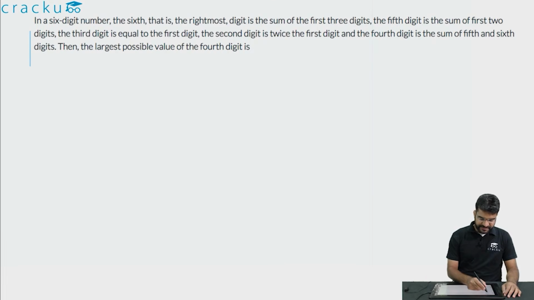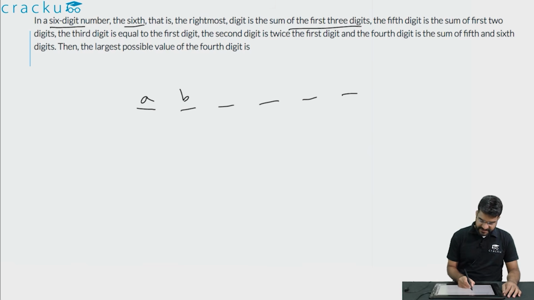In this question, it is given that there is a 6-digit number in which the 6th digit is the sum of the first 3 digits. So let us put in 6 blanks first. Let the first 3 digits be a, b and c. So the 6th digit will be a plus b plus c. The 5th digit is the sum of the first 2 digits. So the 5th digit will be a plus b and the 3rd digit is equal to the first digit. So we are told that c is actually equal to a.